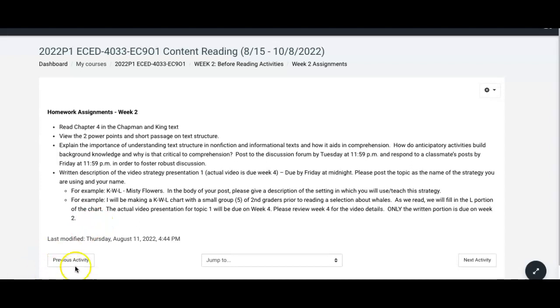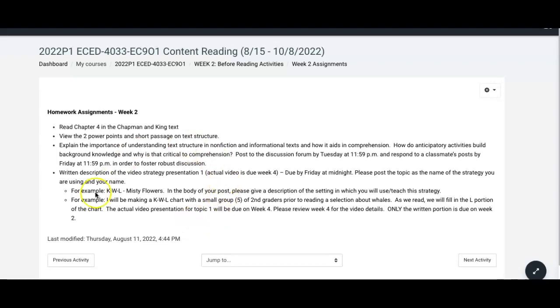So for example, I would write, I will be making a KWL chart with a small group, 5 second graders, prior to reading a selection about whales. As we read, we will fill in the L portion of the chart. The actual video presentation for topic 1 is due week 4. Please review the week 4 video details.